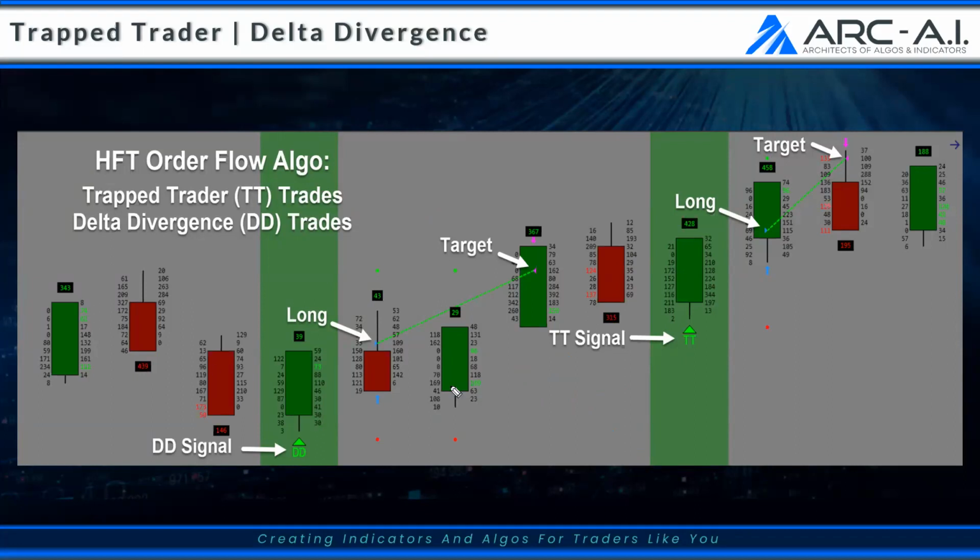So in this case, what we have here is anytime we have a lower low in price with a bullish candle and positive net delta, meaning we have more buyers than sellers on that bar, that's delta divergence.